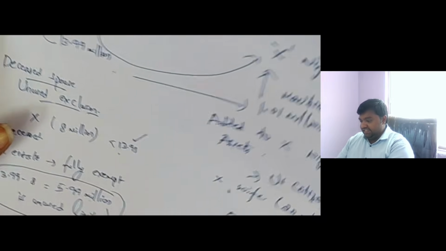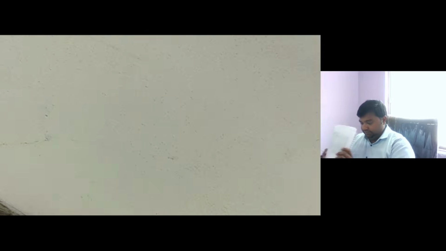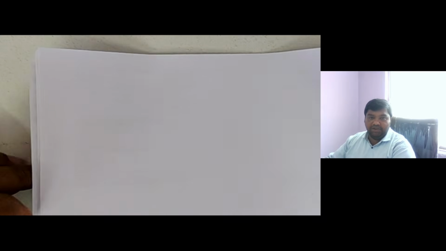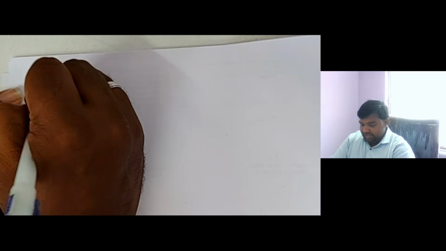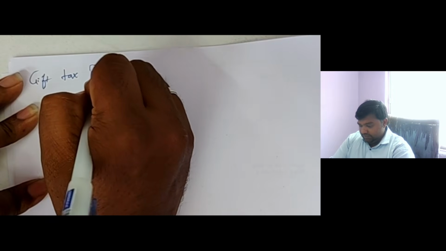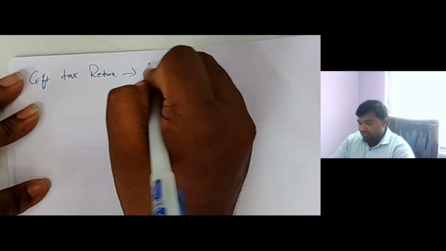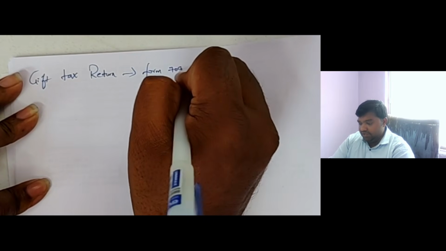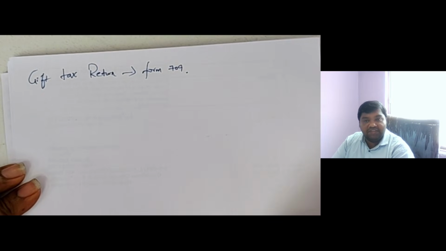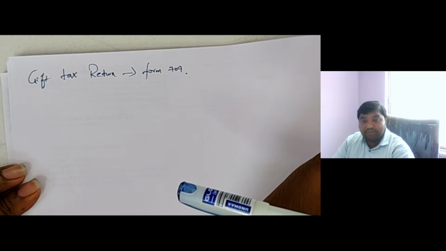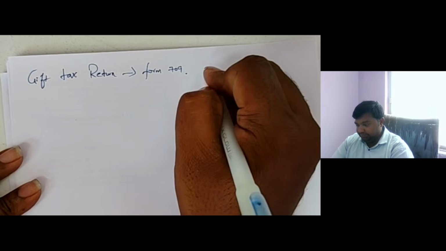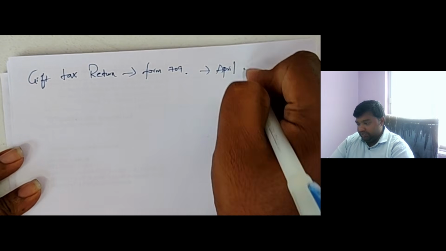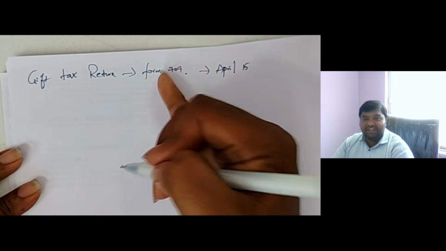The gift tax return is Form 709. It is applicable only if you are giving a gift of more than 19,000 US dollars per donee. The due date is April 15th, same, April 15th for this particular gift tax return.